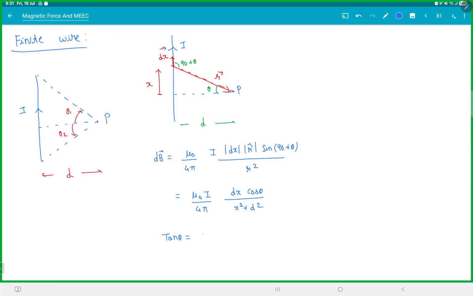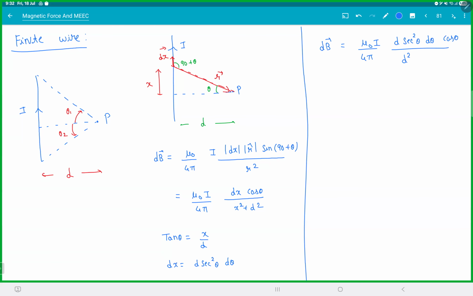We know tan theta is equal to x by d. If you differentiate it, we'll get dx is equal to d secant square theta d theta. Integration by substitution. So we will get magnetic field dB bar, mu naught by 4 pi, that would be d secant square theta d theta cos theta. Denominator becomes d square, 1 plus tan square theta. That 1 plus tan square theta, secant square theta will cancel. We'll get mu naught I by 4 pi d, cos theta d theta. We get a pretty decent integration.